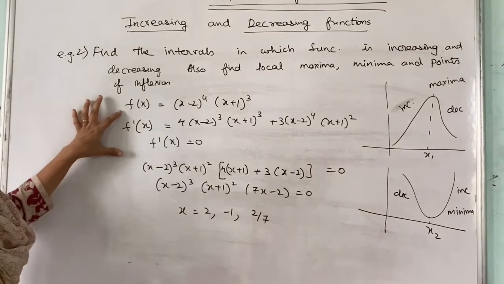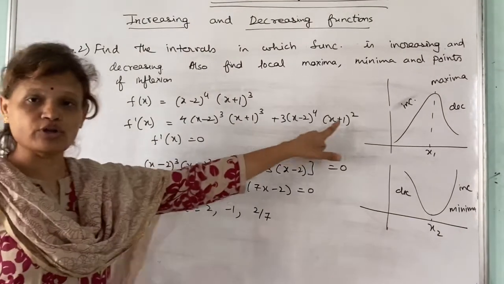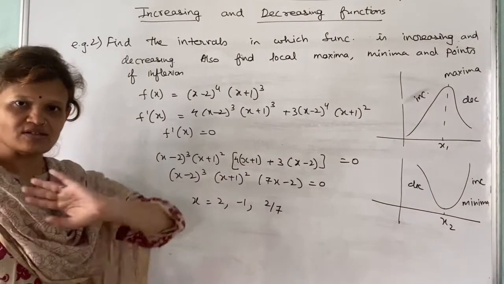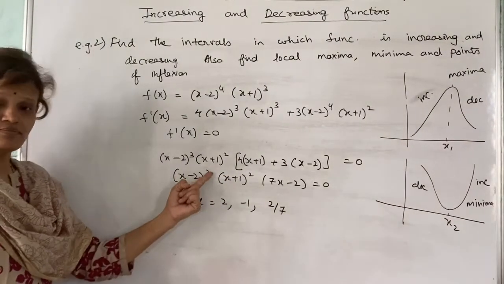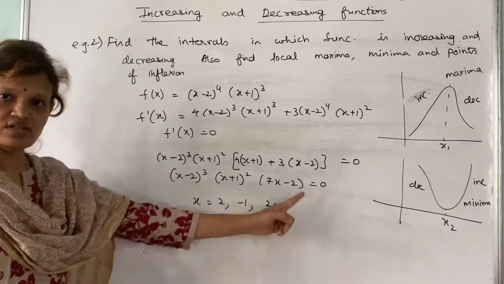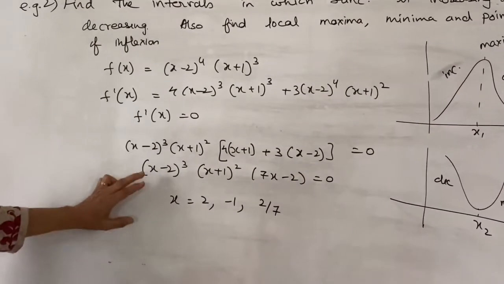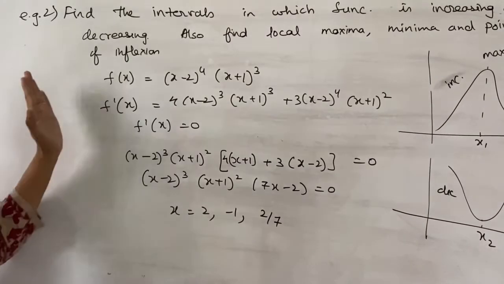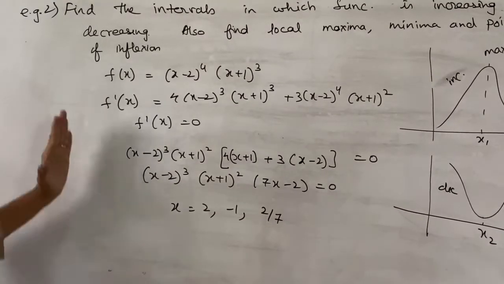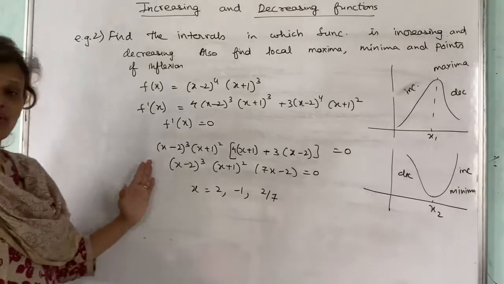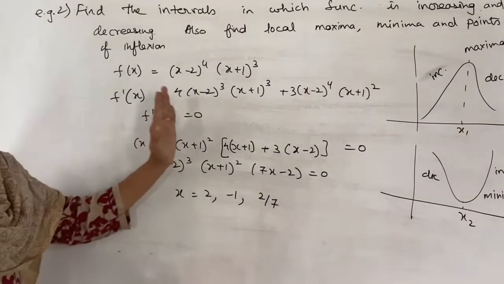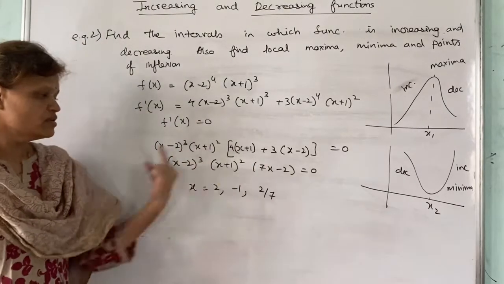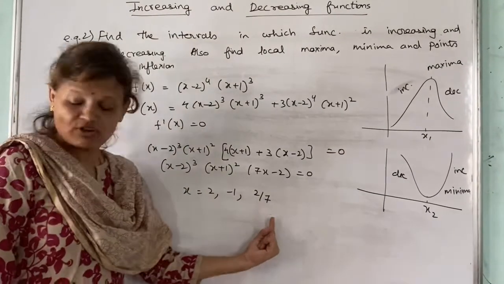So this is the function given. We take f dash of x using product rule. Then we equate to 0. Don't open these brackets, it will become complicated. Just take common from that. So we get these factors. Okay. Then from this we get the values of x: 2, -1, 2 by 7. So this is the same method we have done. First you take the derivative f dash of x, equate it to 0. And in this case, don't open the brackets, don't expand it, take common. And then we get these values 2, -1, 2 by 7.